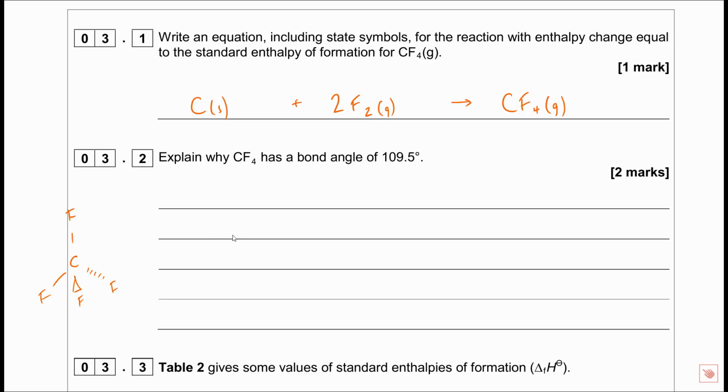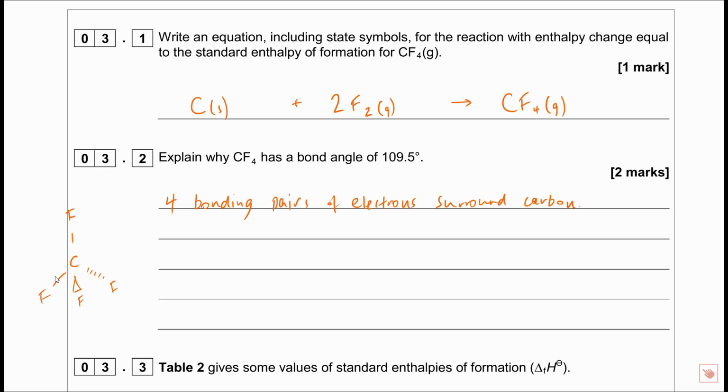So why does it have a bond angle of 109.5? Well, first off, describe what happens. It has 4 bonding pairs of electrons surrounding carbon. That'd be my first thing: 4 bonding pairs of electrons around carbon.